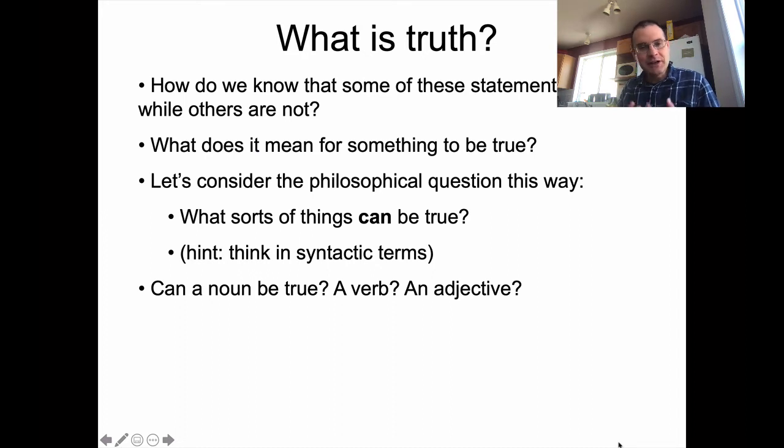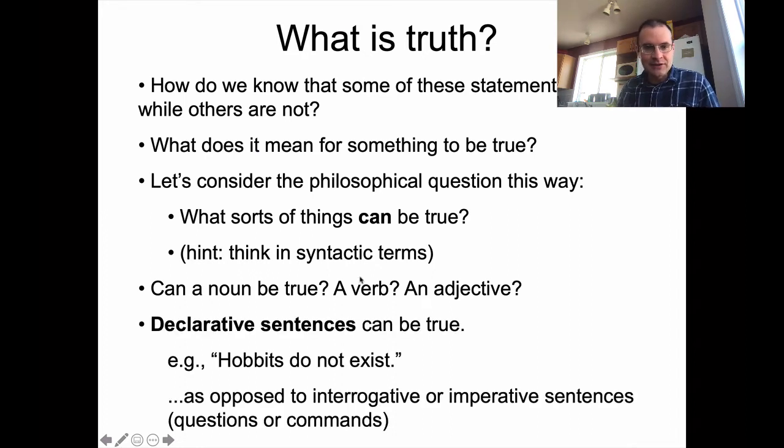So what's actually something that could possibly be true is a declarative sentence. So hobbits do not exist. That's another example. I'm talking about declarative sentences here, so these sentences that have subjects and verbs, as opposed to interrogative or imperative sentences. Interrogatives are asking questions about whether or not things are true, and imperatives are just giving you orders or commands, right?